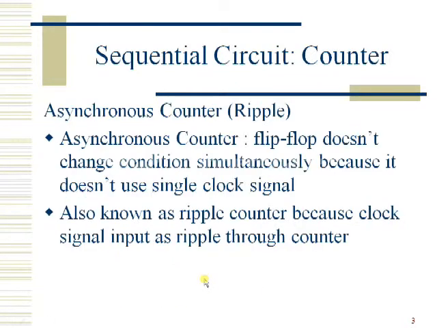Okay, so let us see the ripple counter, the asynchronous counter. In an asynchronous counter, flip-flops do not change condition simultaneously because they don't use a single clock signal. So all the flip-flops will not be changing state simultaneously, because they are not using the same clock. If one flip-flop is doing some operation, then the other flip-flops will be in an idle state, because each has to receive the clock signal from the earlier flip-flop. It is also known as a ripple counter because the clock signal input ripples through the counter.